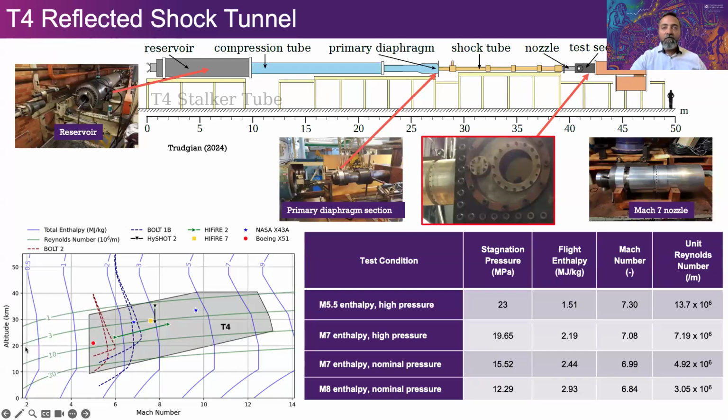So again, going back to that altitude Mach number reference, which we saw in the first slide, if you look at what T4 can produce, it's this gray image here. Those are the test conditions that the shock tunnel produces. On top of that, I've overlaid a few lines of interest. So what's the total enthalpy? That's something we worry about for scramjet combustors. Is there enough enthalpy? Is there too much enthalpy?